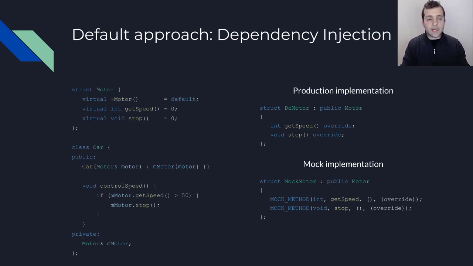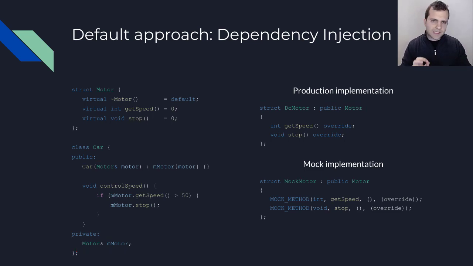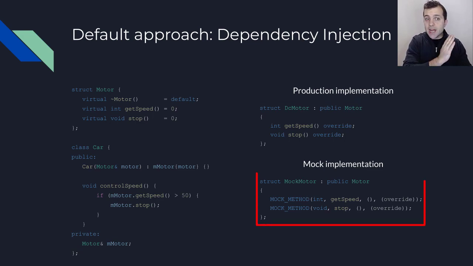After our refactoring, the car implementation does not depend on any concrete motor. As long as we provide an object that specializes the motor interface, the car class is happy with it. This allows us to pass the real implementation when building our software for production and the mock implementation when we want to run our tests.